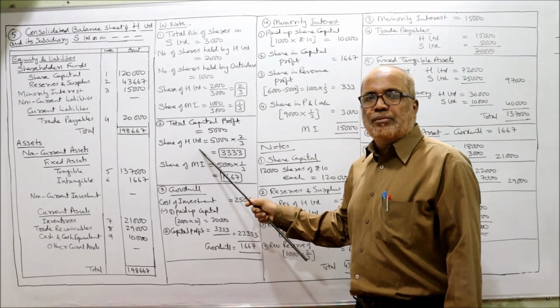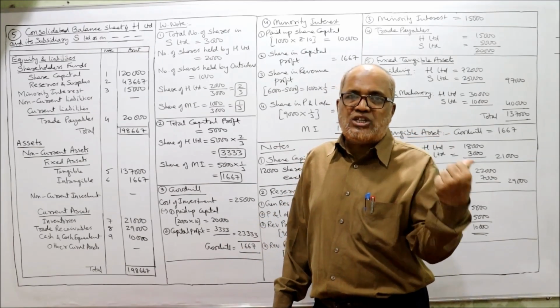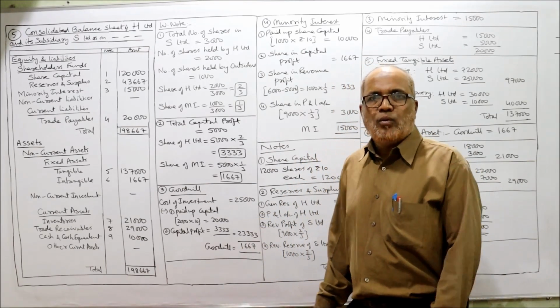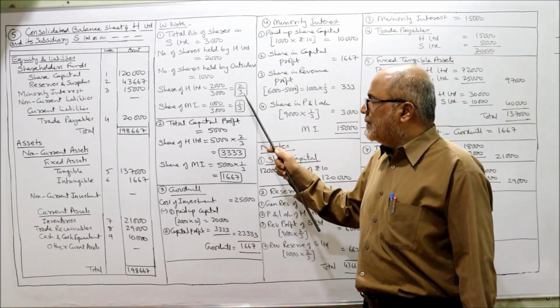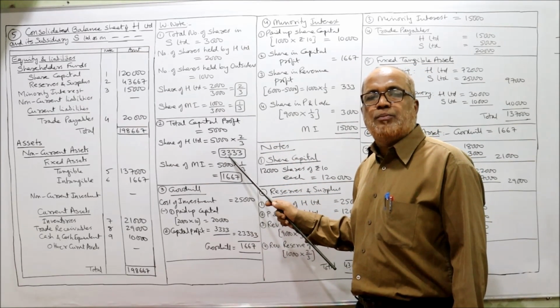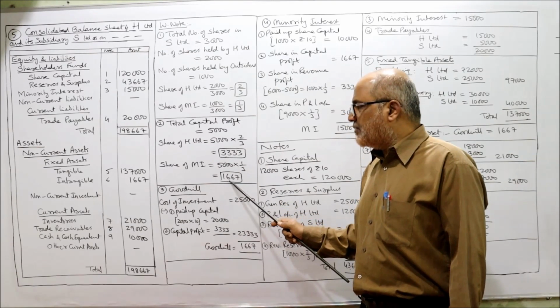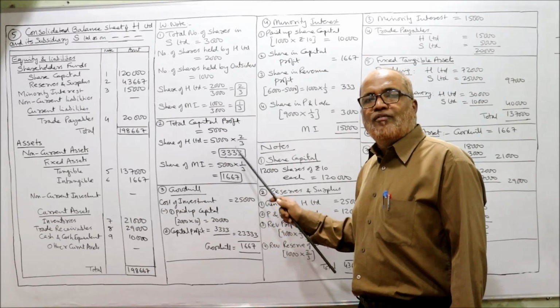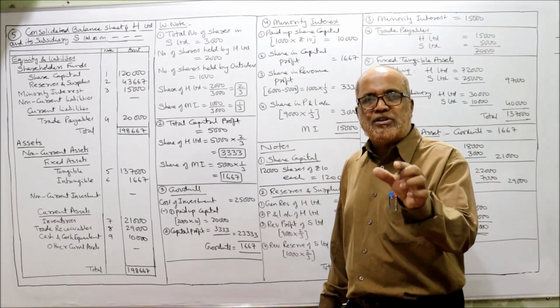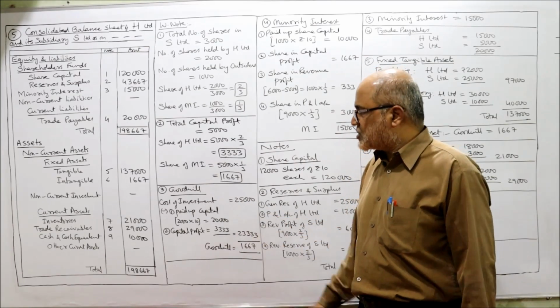Now this 5,000 rupees capital profit will be distributed between H Limited and minority interest. What is the share of H Limited? 2 by 3. So 5,000 into 2 by 3, 3,333 is the share of capital profit of H Limited. Share of minority interest 5,000 into 1 by 3, 1,667. So the 5,000 rupees capital profit is distributed between both, H Limited's share and minority interest.